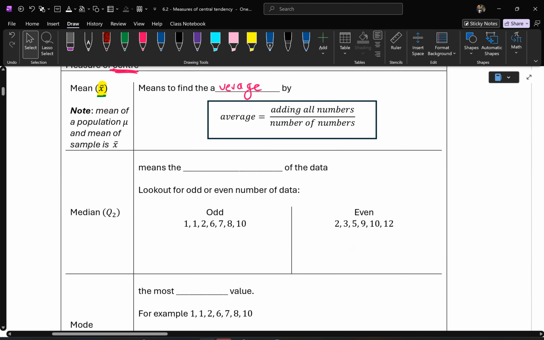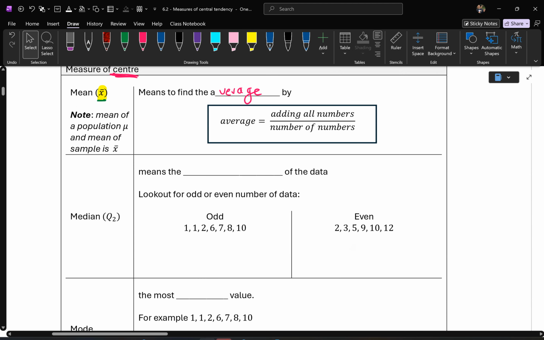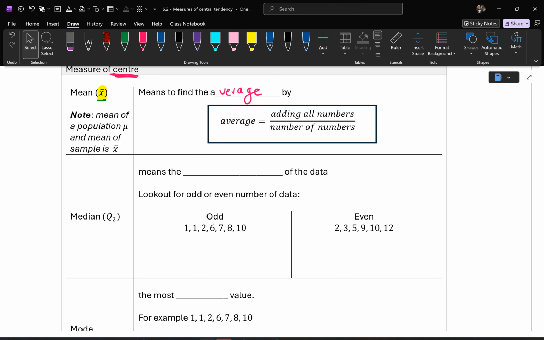Next one, median. So we know that mean is the average, so you add all the numbers together and divide by the number of numbers. But then median, Q2, means the... What's the median mean again? Let's go over the year 11s. Let's go with Georgia. What does the median mean? The middle. Write this in. The difference between middle and the average. Now this is mainly for 11s and 12s.